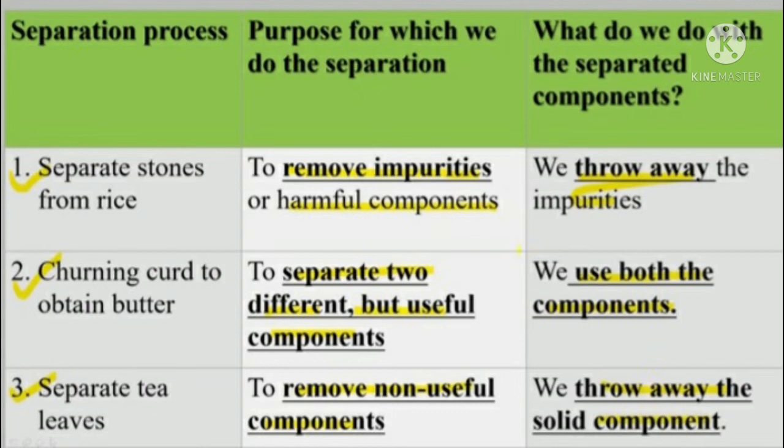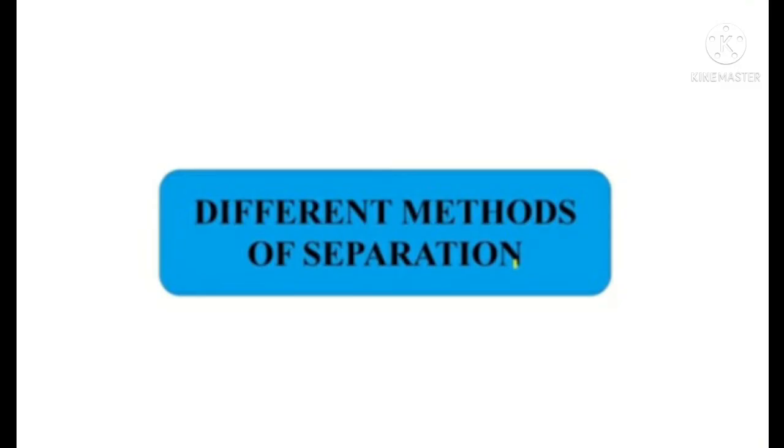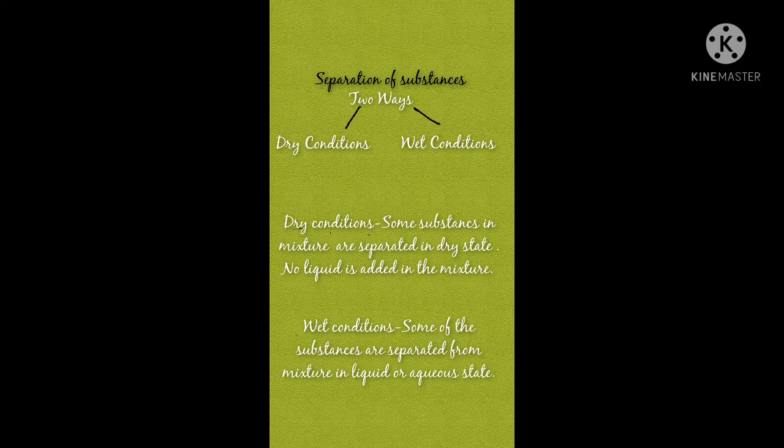Now let's know what are the different methods of separation. Before we know this, we should know what are the two ways. Well, the two ways of separation are dry condition and wet condition. In dry condition, the substances in mixture are dry. It means no water or any other liquid is added. But in wet condition, the mixtures are not dry. It means water or any other liquid is added in them. So let us discuss here what are different methods of separation.